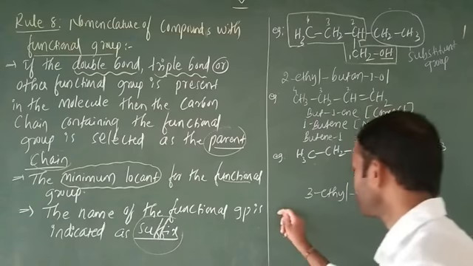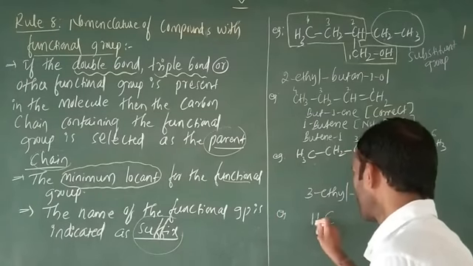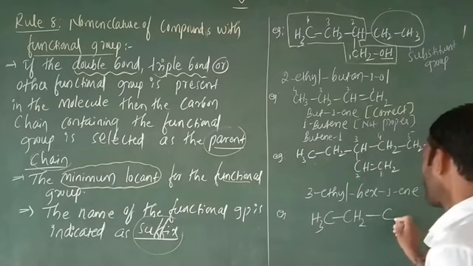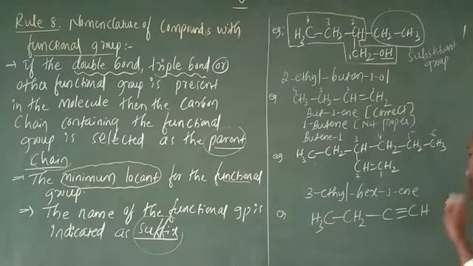Next example, I am going to write CH3 is there, this is a CH2. Next in this case I am going to consider a triple bond. You have to count 1, 2, 3. Just here YNE will come, same.